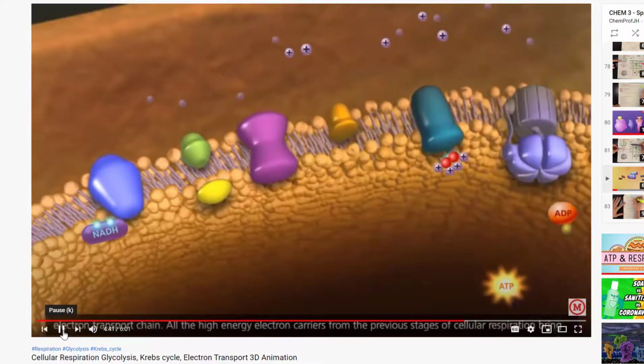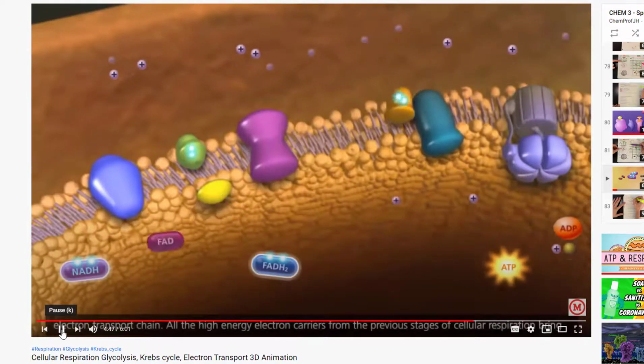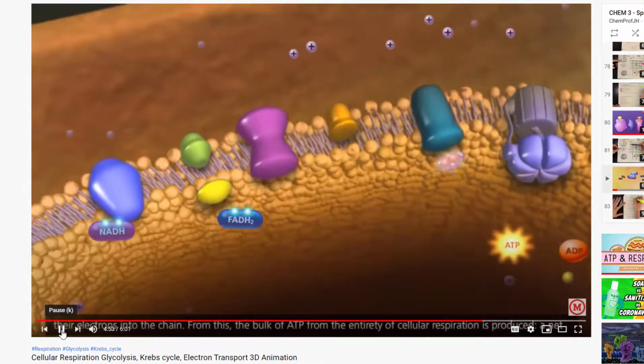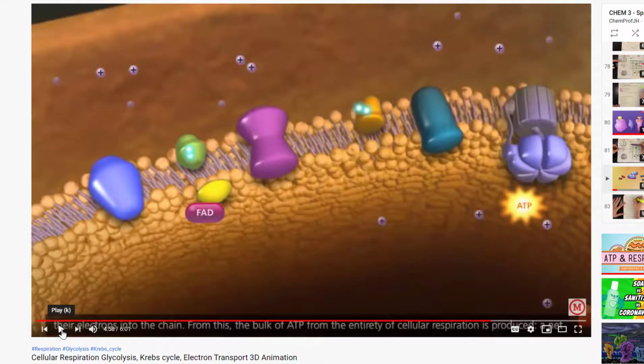A byproduct of the electron transport chain. All the high-energy electron carriers from the previous stages of cellular respiration bring their electrons into the chain. From this, the bulk of ATP from the entirety of cellular respiration is produced. So she's about to say that there's, I think, 32 ATPs here. What I want you to focus on is, yes, we saw ATPs in other portions of this pathway, but we get a much, much larger quantity of ATPs produced during the electron transport chain and the oxidative phosphorylation that's happening here. This is where the vast majority of ATP is produced.